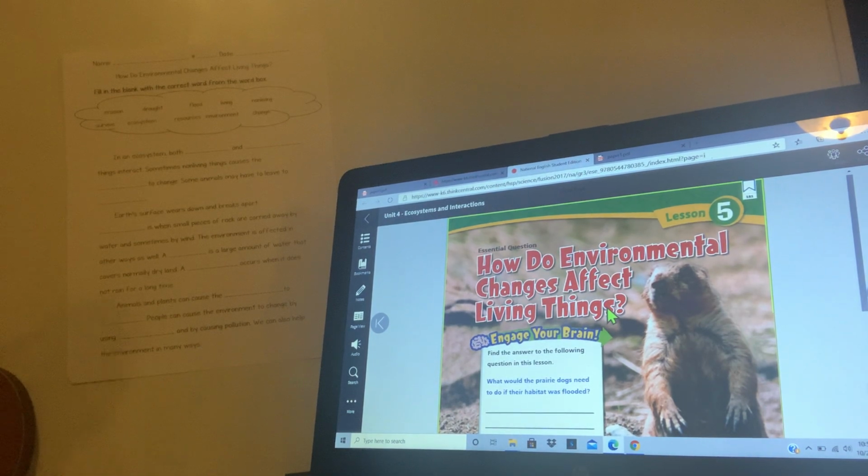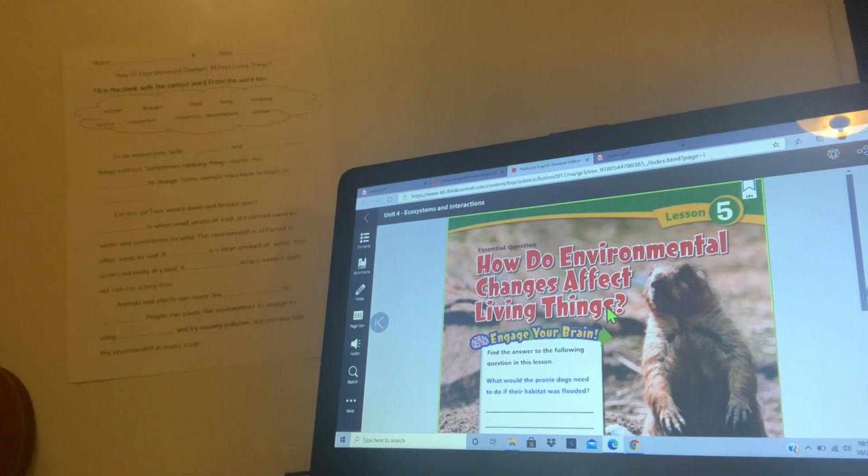On our worksheet it says, fill in the blank with the correct word from the word box. The words in the word box are erosion, drought, flood, living, non-living, survive, ecosystem, resources, environment, and change. I have the workbook pages up over here, and the title is the exact same for Lesson 5, Unit 4, that is on our review sheet. It says, how do environmental changes affect living things?